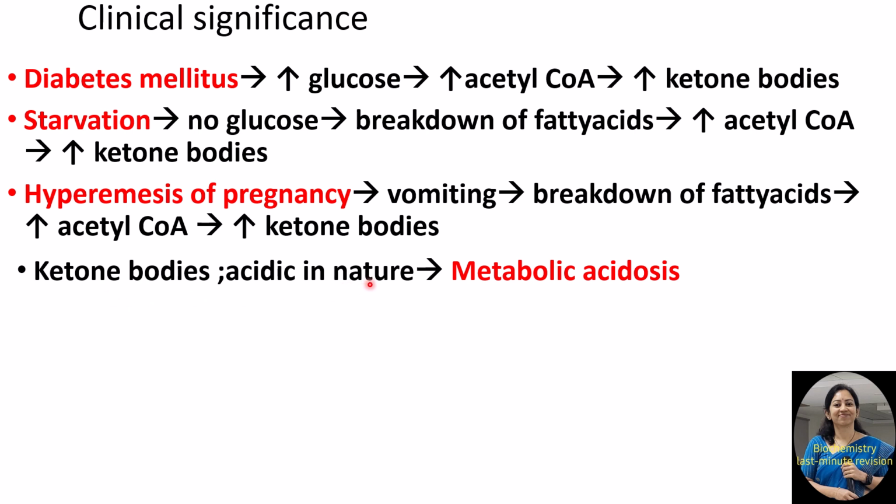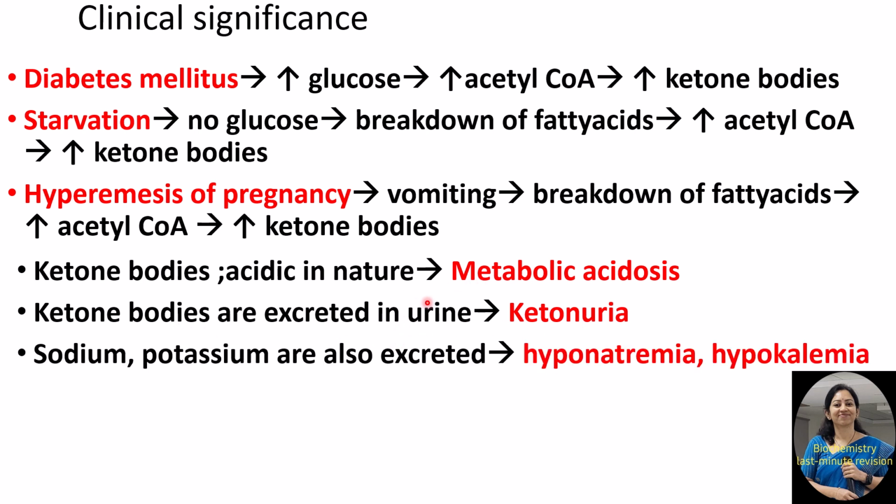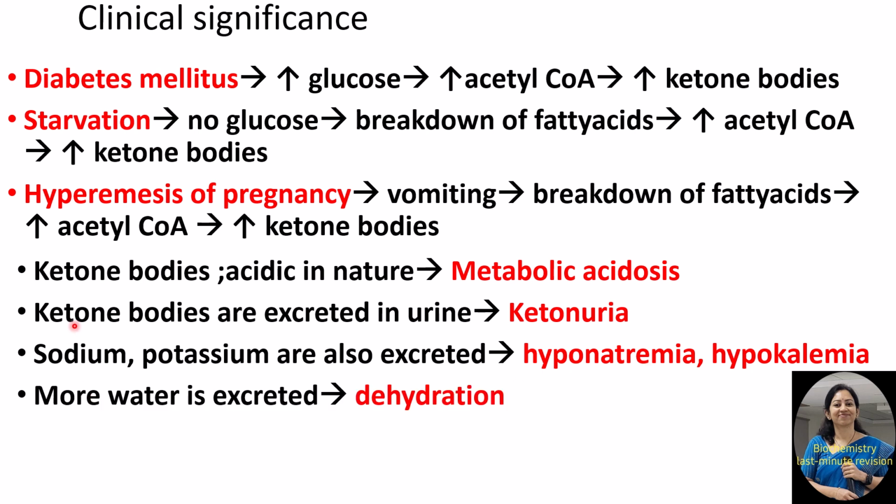Now these ketone bodies are acidic in nature. This is because, let us try to enumerate the ketone bodies. We have acetoacetate, beta hydroxybutyrate. They are all acidic in nature. So when they accumulate in the general circulation, as I already told, the normal level should be less than 1 milligram per deciliter. So when there is accumulation of ketone bodies in the general circulation, it results in a condition called metabolic acidosis. Now these ketone bodies are excreted in urine because the circulation cannot hold the ketone bodies for a very long time. So they get excreted in urine, and this condition is known as ketonuria. Whenever they are getting excreted, there occurs loss of sodium and potassium along with ketone bodies, resulting in hyponatremia and hypokalemia.